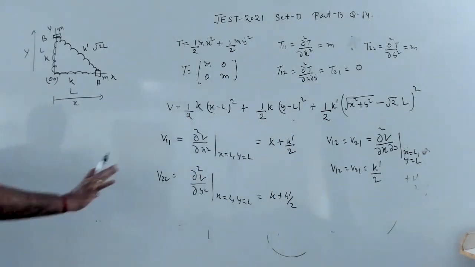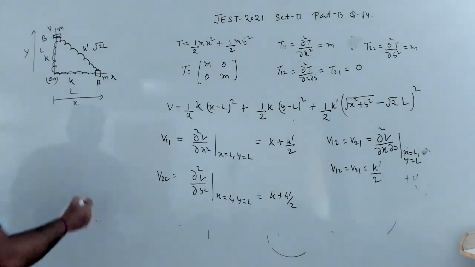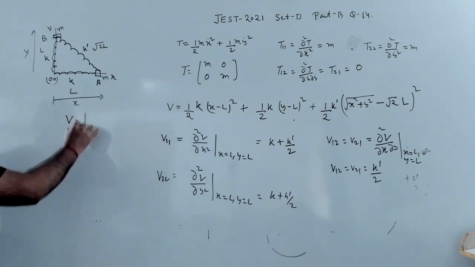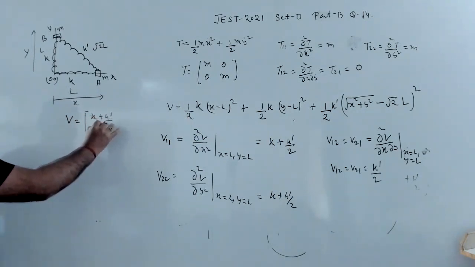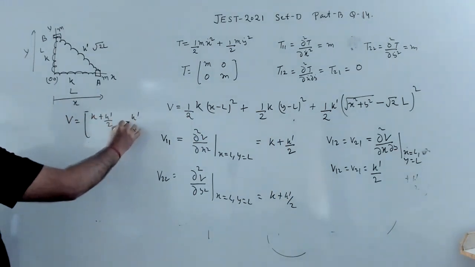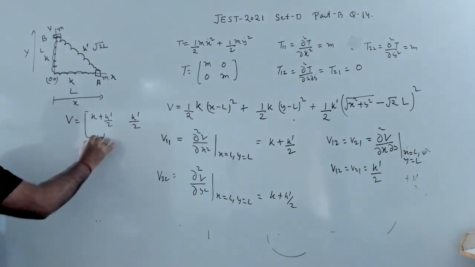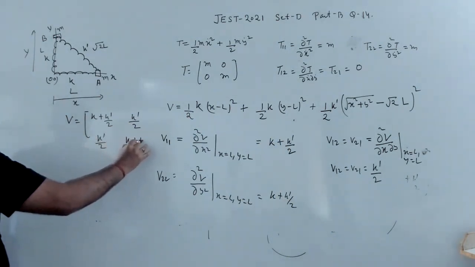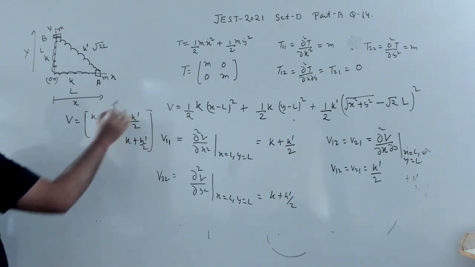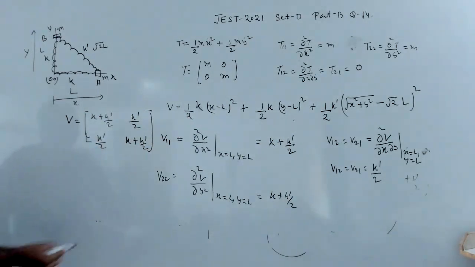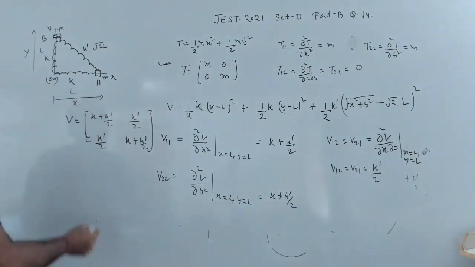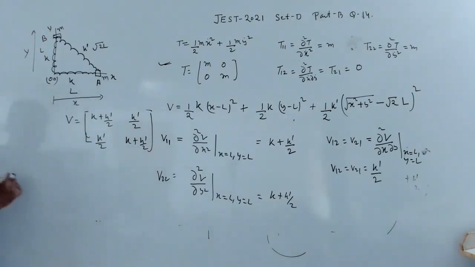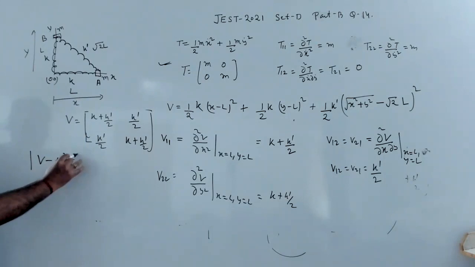Now, according to all this calculation, we have to write the potential energy matrix. The potential energy matrix is basically k plus k dash by 2, k dash by 2, k dash by 2, k plus k dash by 2. So this is my potential energy matrix. We have my kinetic energy matrix, we have the potential energy matrix, then we have to go for the secular equation. So this is V minus omega square T must be equal to 0.